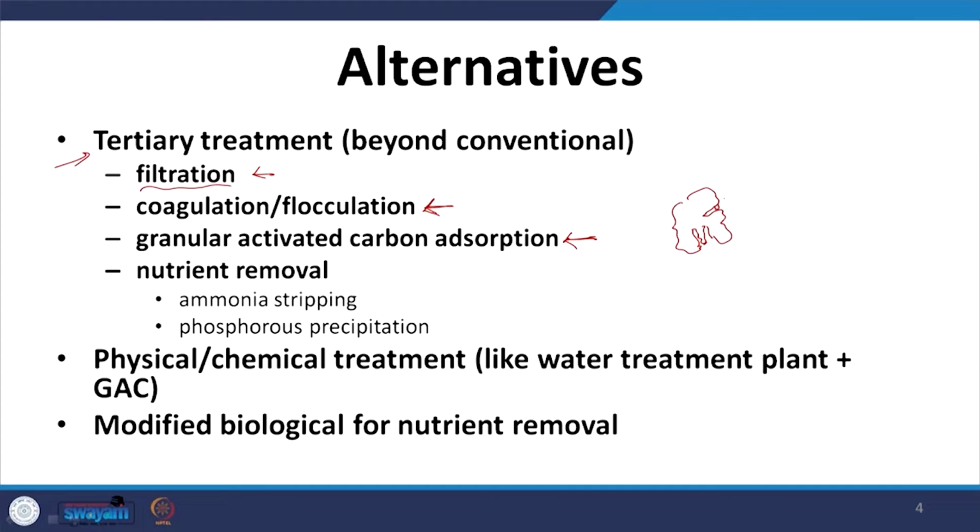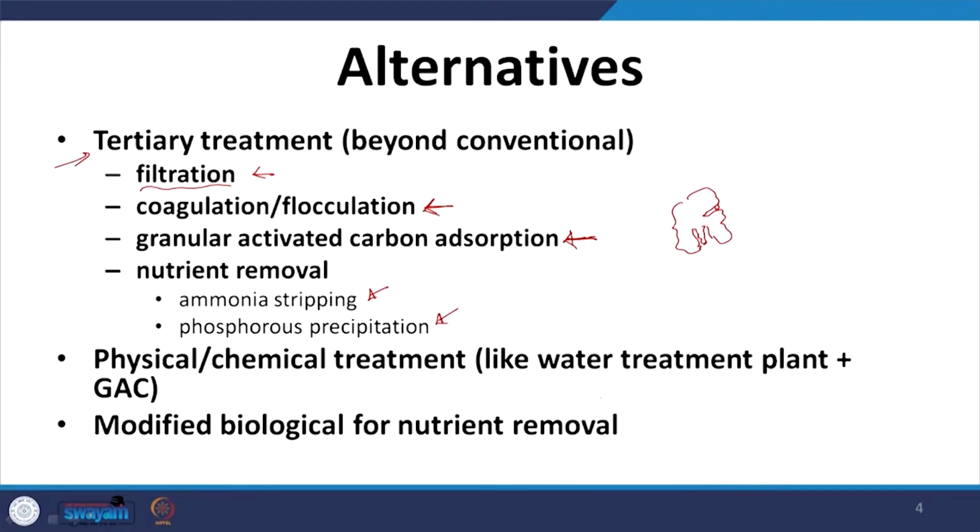So, it provides good sites for adsorption of the relevant organic content, so that you can decrease the organic content of your effluent further. So, that is one way to do that. And then nutrient removal, either by ammonia stripping, nitrification and denitrification, or phosphorus precipitation. We will look at that later.